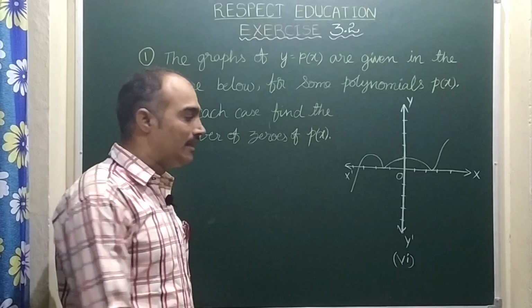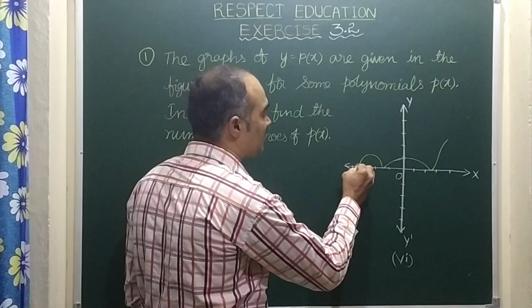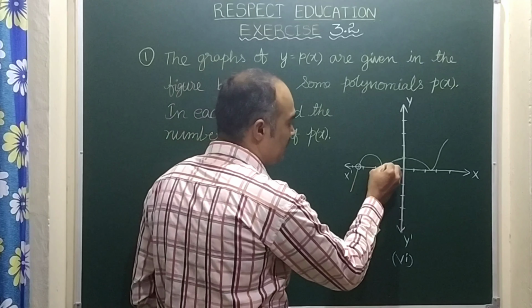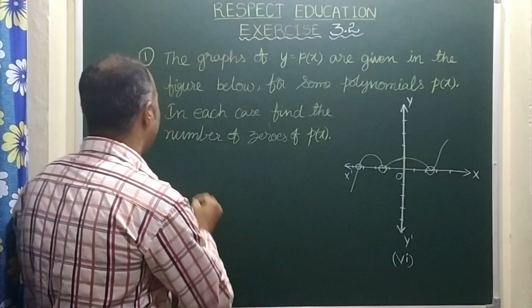Now let us see the next bit, that is the sixth bit. See here, the graph intersects the x-axis at 1, this is 2, this is 3. So we can write the answer.